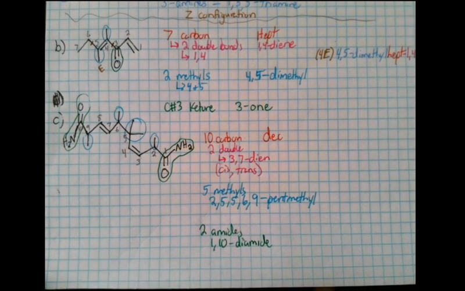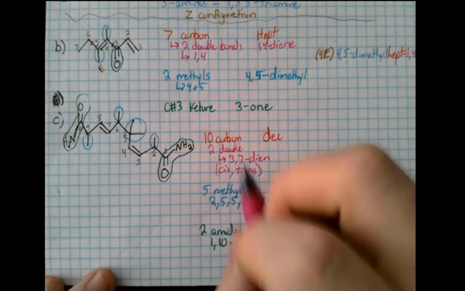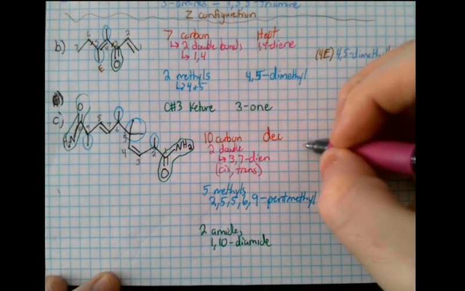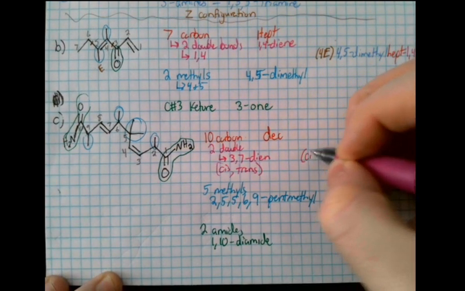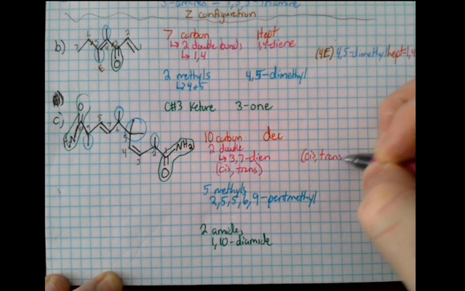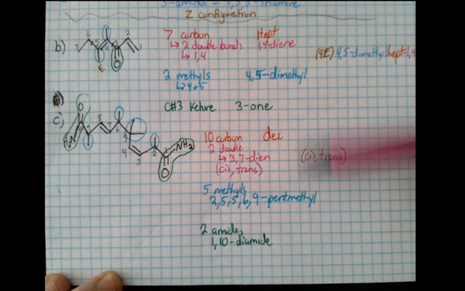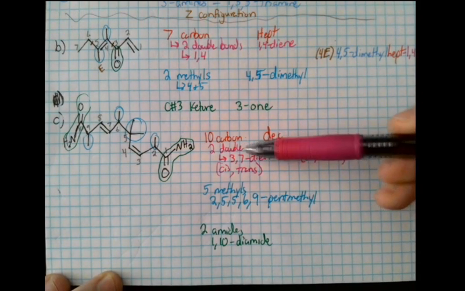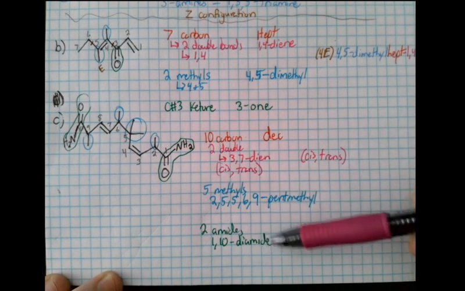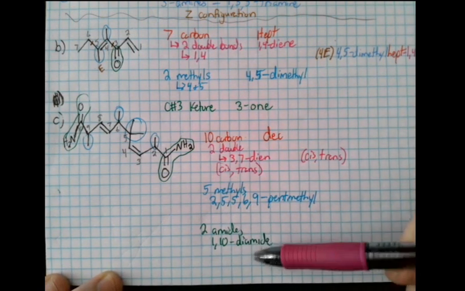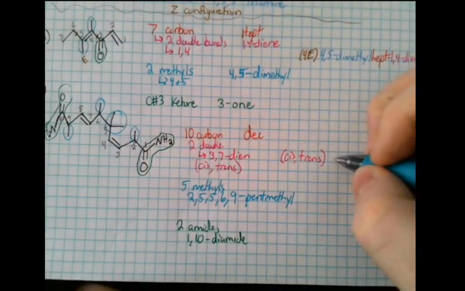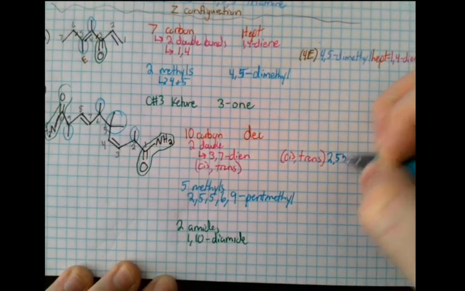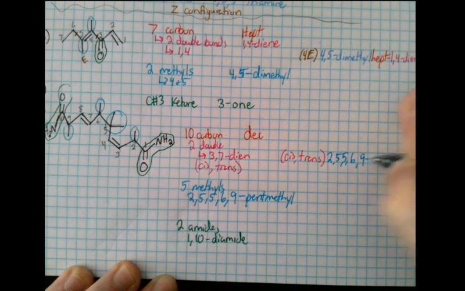All right, now let's put it all together. So these identifiers, cis-trans, E-Z, all that stuff, always goes to the very, very front. So we're going to go ahead and do cis, comma, trans, close parenthesis. Then our double bond information, our diene, and our functional group identifier goes at the end of it. So we got to use our pentamethyl first. So it's going to be 2, 5, 5, 6, 9 pentmethyl.